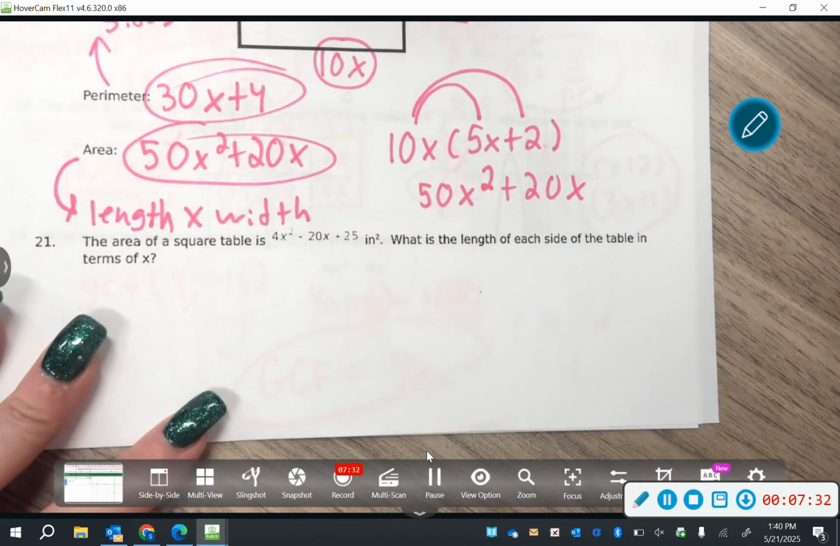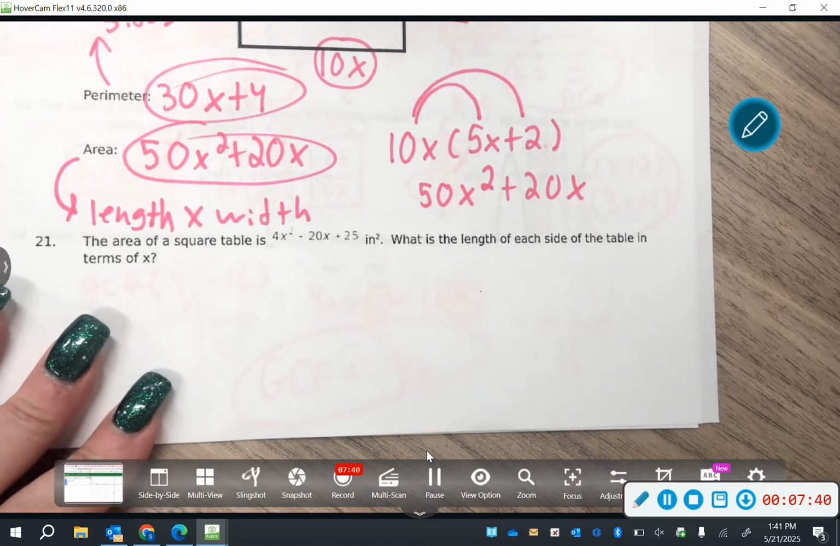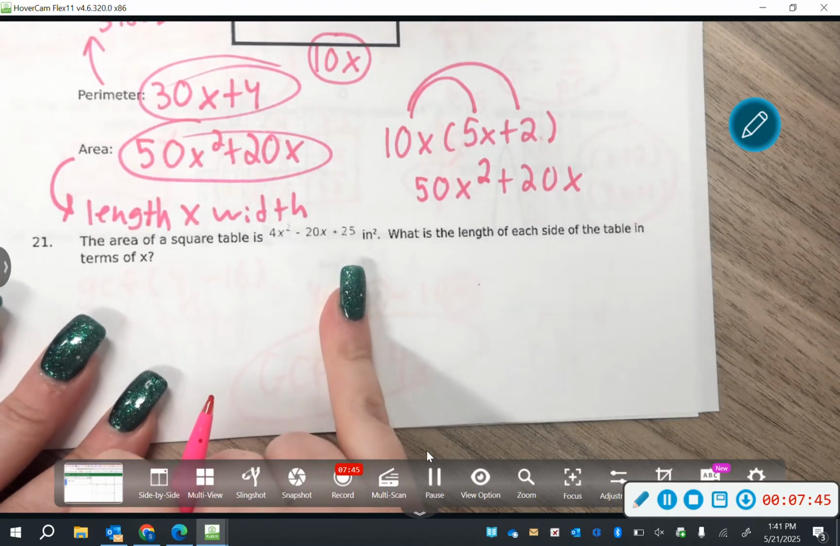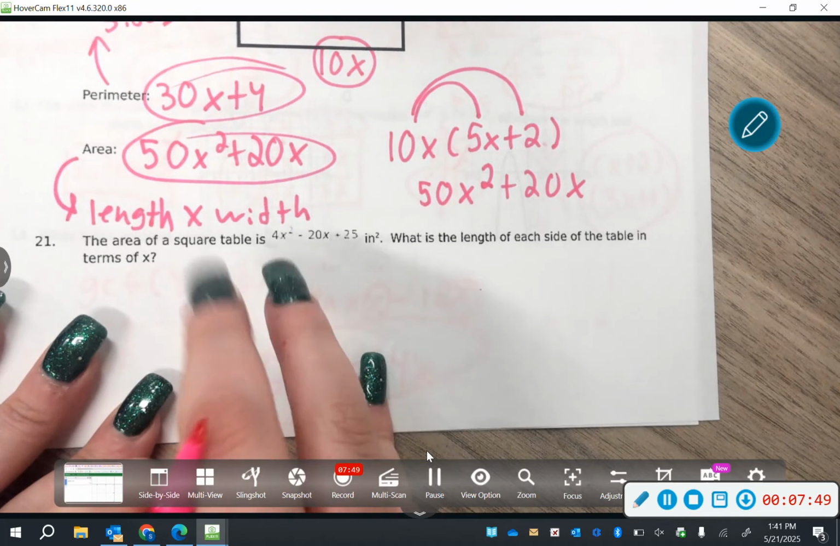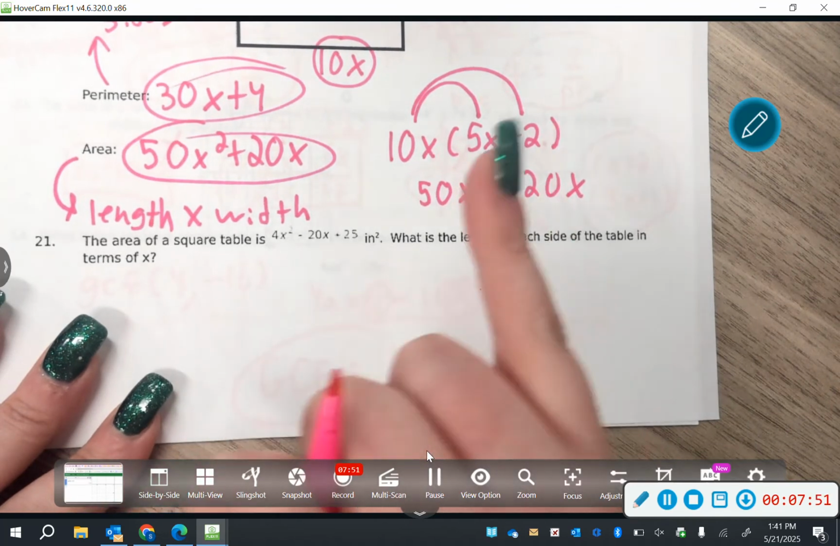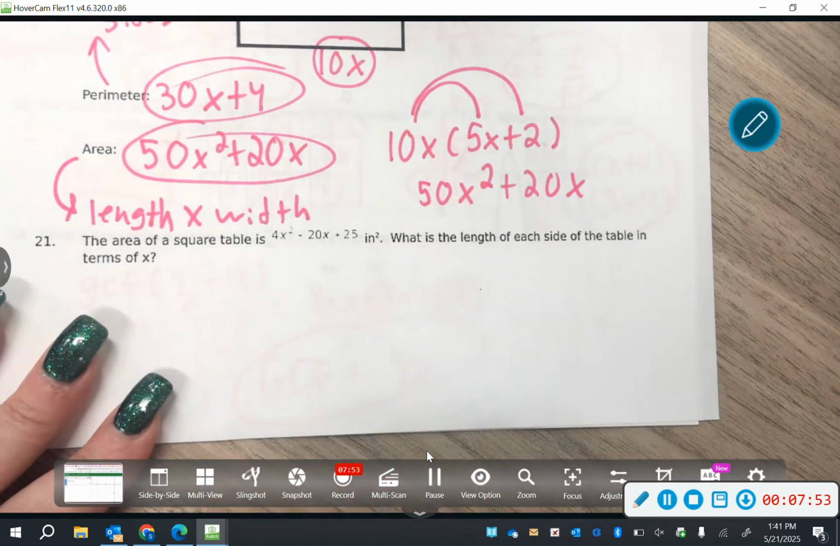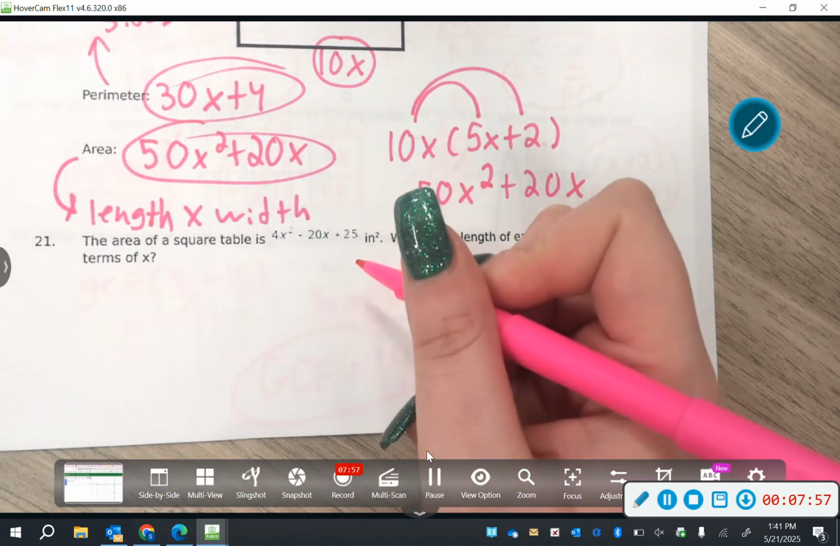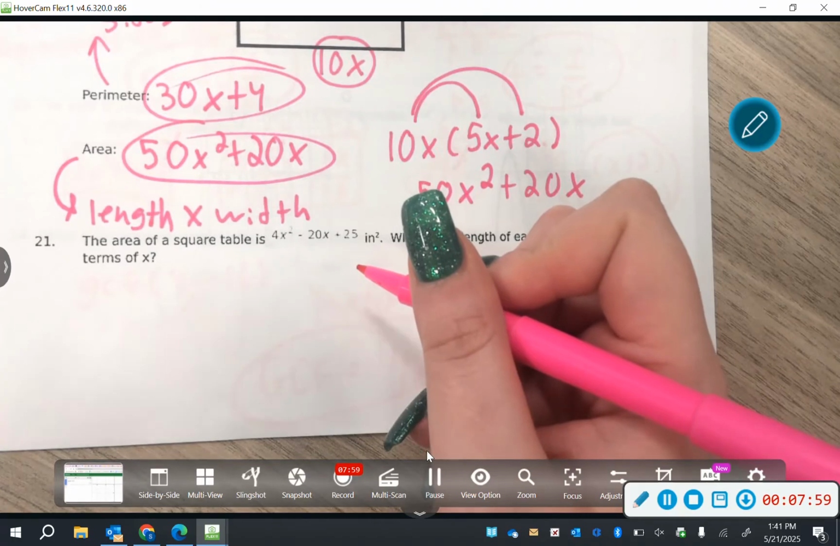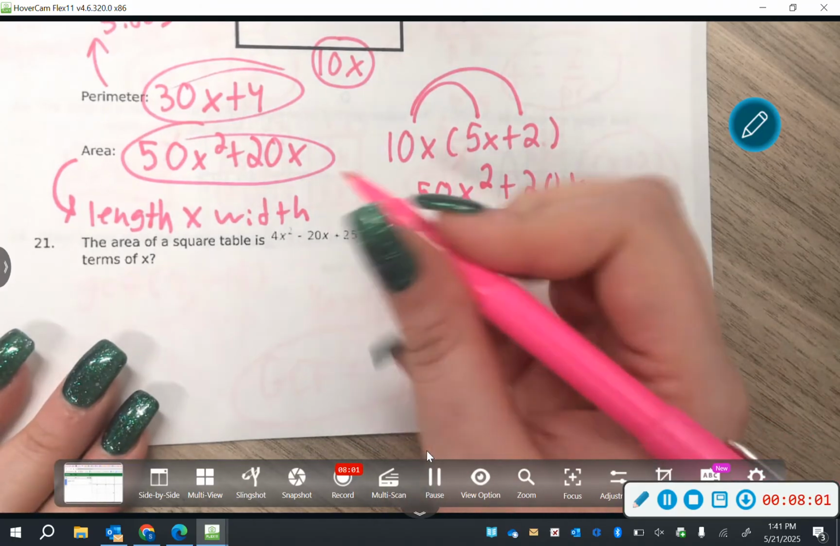It says the area of a square table is 4x squared minus 20x plus 25 inches squared. What is the length of each side of the table in terms of x? So first thing we should always do is check for a GCF, which it does not have. Next thing we do is check and see if it's DOTS or PST, because if it's DOTS or PST, we don't have to do big X's like we did in a previous question. So it's not DOTS, it's not 2 parts that are perfect squares that are subtracting. So I'm going to check and see if it's a PST.